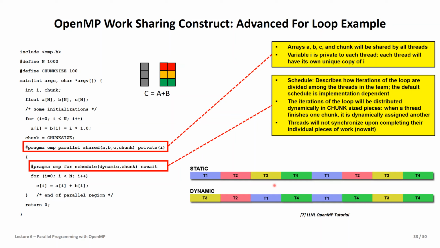Essentially, you see a little bit here that in static scheduling, you have a very homogeneous distribution of the tasks that are going to the different threads. But when you have a dynamic chunk size, that means when one chunk is finished, it dynamically gets assigned another chunk of the array, and another, and another. So it's a much more flexible way of doing so.